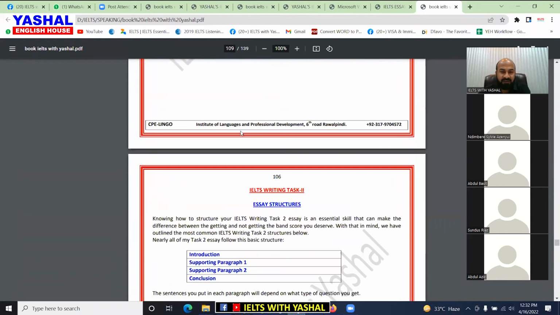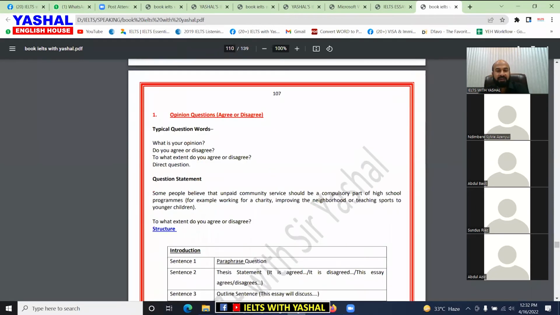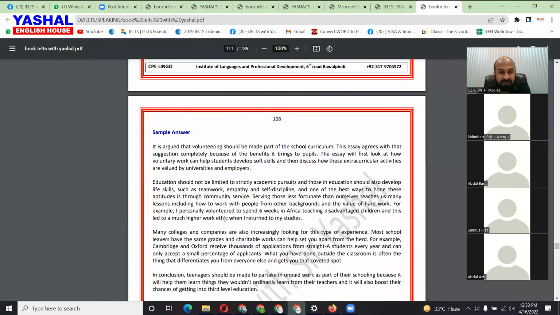Okay, these are different types of essays. We have got the opinion essay, then the advantage disadvantage essay, the problem solution essay, discuss both views, and two part questions, right? And we have introduction, then body one, body two, and conclusion. This is the way we write essays. These are the structures: how to write sentence one, sentence two, sentence three. We have prepared each and everything just to help the students. Then we have the model answer.